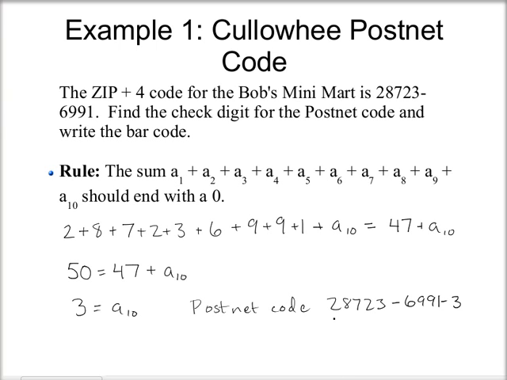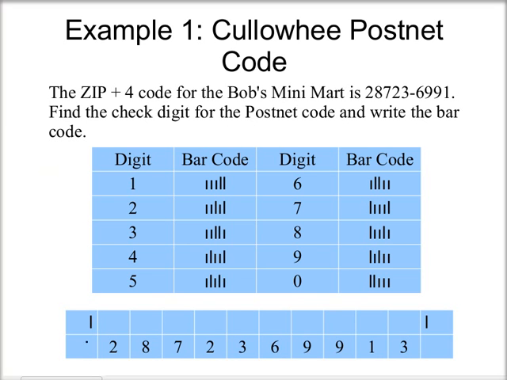So now I've got my code, and I want to write the barcode for this. So I've copied the code over here to the bottom, and I've got my table that tells me how to write each digit as a barcode, and all I need to do is find my digits up in this chart and then write the appropriate barcode in each one of these boxes. And I've got my guard bars already on the end here.